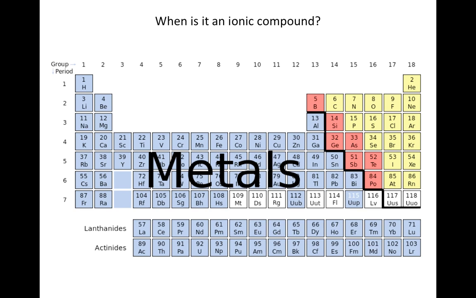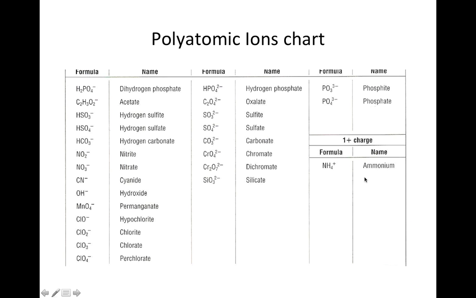And how do you know if the element is a metal? You have to look at the periodic table, and as you can see here, all the elements to the left of the staircase are metals. Another thing that you will need to use when naming your ionic compounds is a polyatomic ions chart. You will have to know the name of polyatomic ions, their formula, and also their oxidation number, or this little charge that you see at the top right corner.